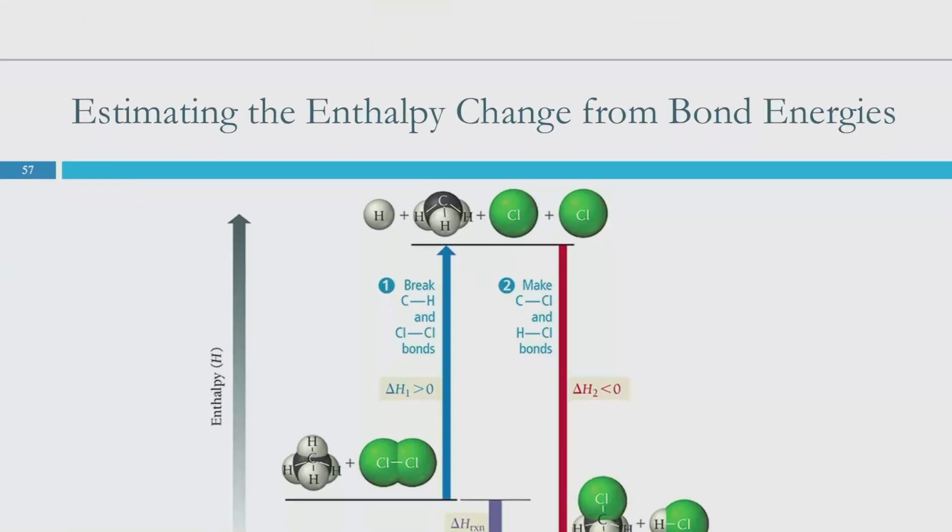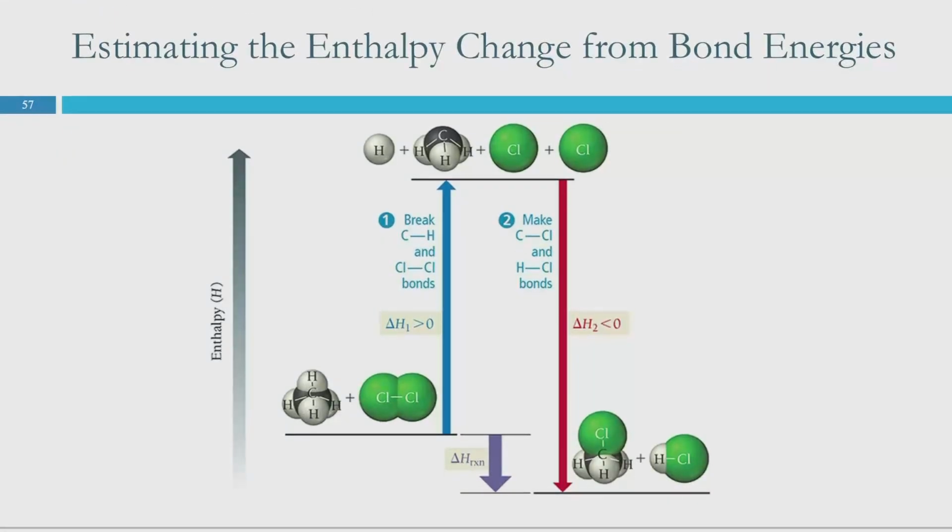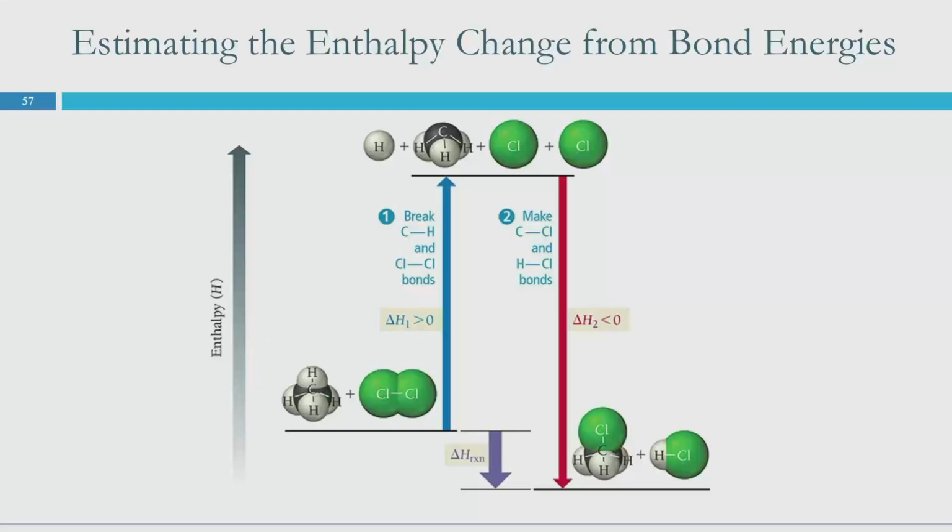If we want to estimate the enthalpy change for bonds formed, example from the book, if we've got methane and chlorine, the first thing we need to do is break the bonds. We need to break all of the carbon-hydrogen bonds. We've got 4 of them.